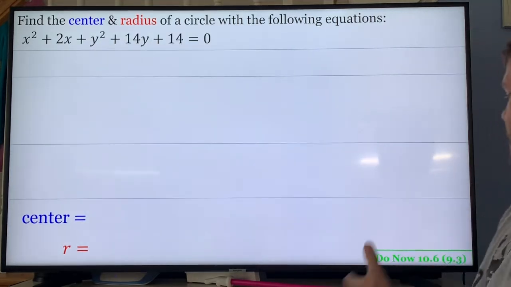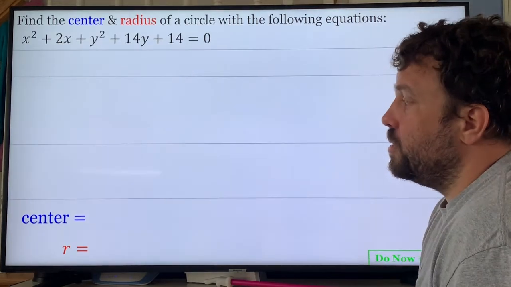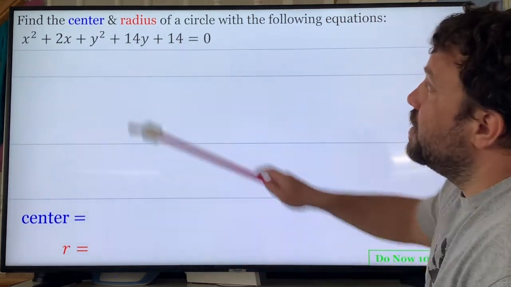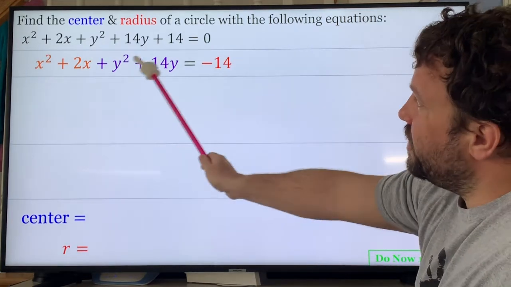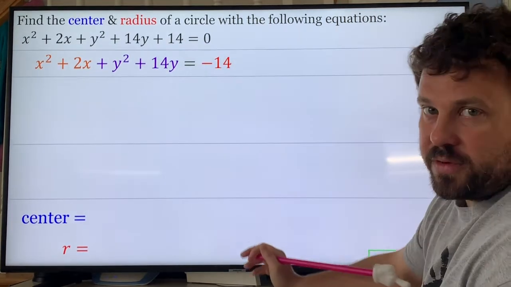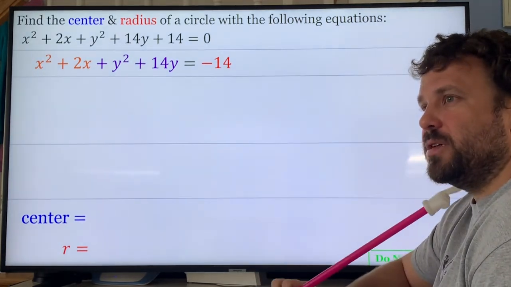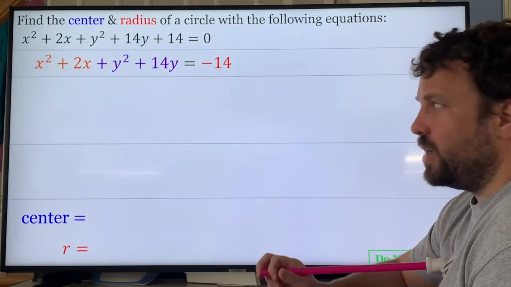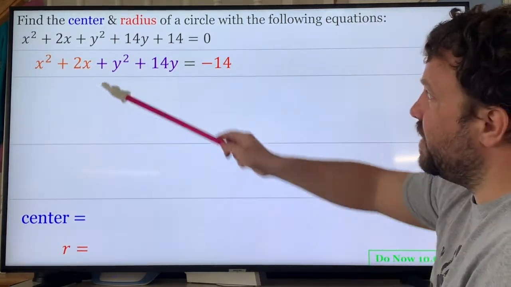Awesome. Last one. This is your due now. By now you should know if you got it right or wrong. The only thing different here is this 14. It can't be on the left. You have to subtract 14 from both sides to move it to the right. If you did not do that, you got your radius wrong. Everything else would have been right but the radius. So, I'll give you a chance to reset, do it again, and let's see if you got it.